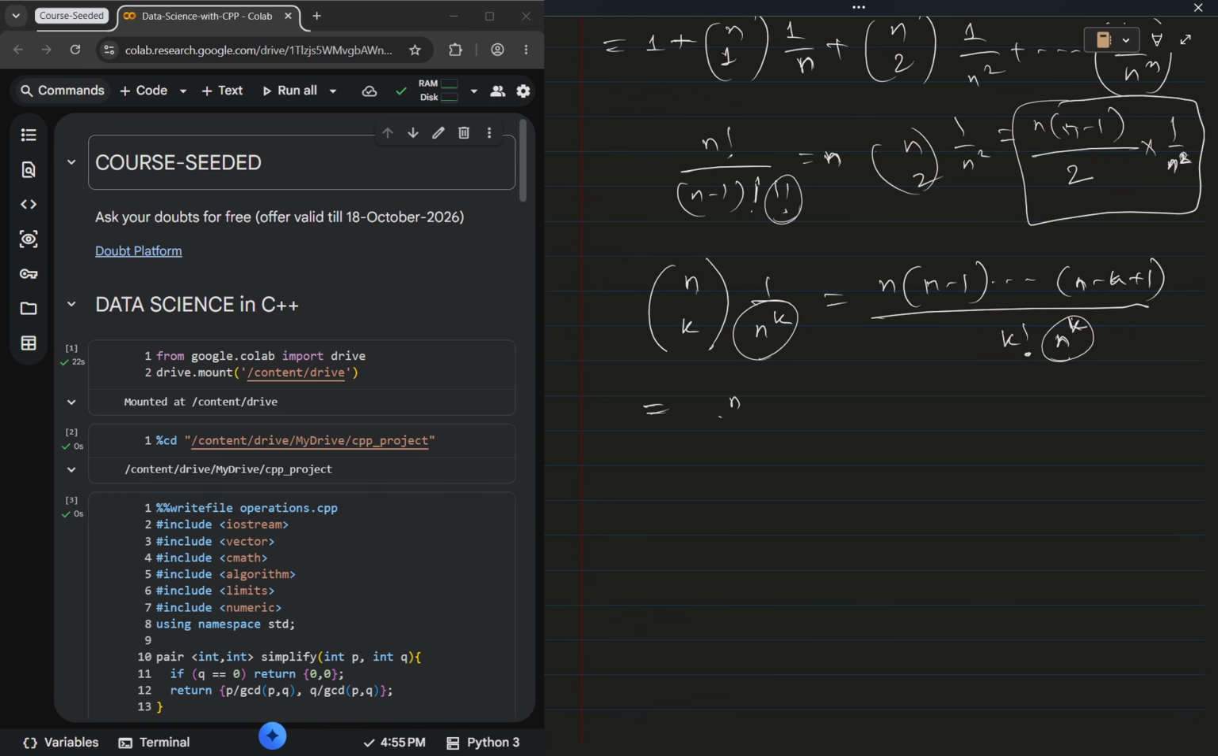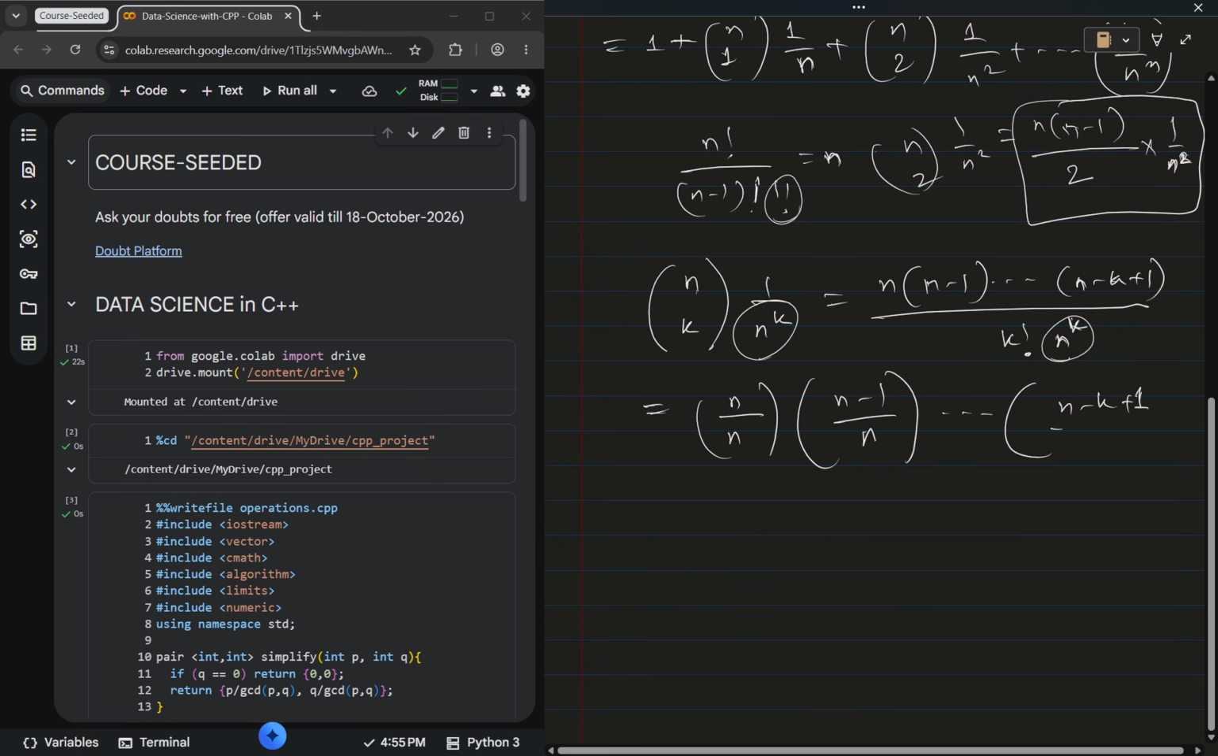So what you'll have is n by n times n minus 1 by n, and so on, up to n minus k plus 1 by n. So let's say you have this, then you are left with k factorial below over here. And if you see it carefully, you'll be left with 1, and then you'll be left with 1 minus 1 by n.